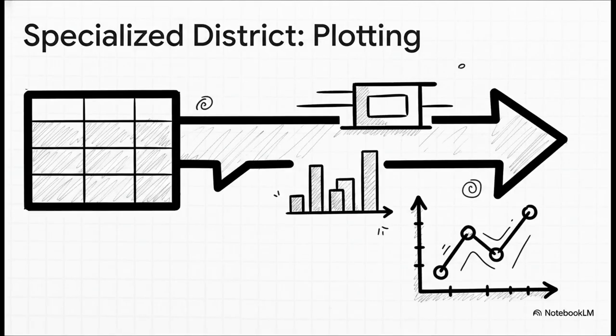And right next door to that, you have the plotting district. Pandas integrates directly with visualization libraries. That means you can go from a boring table of numbers to a powerful insight in literally a single line of code. You can instantly create a histogram to see how often values appear, a box plot to understand distributions, or time series plots to spot trends, all directly from your data frame.